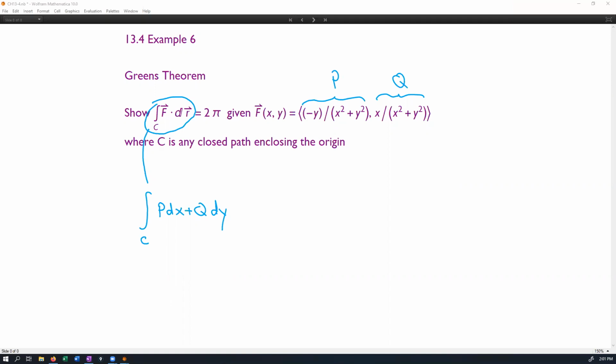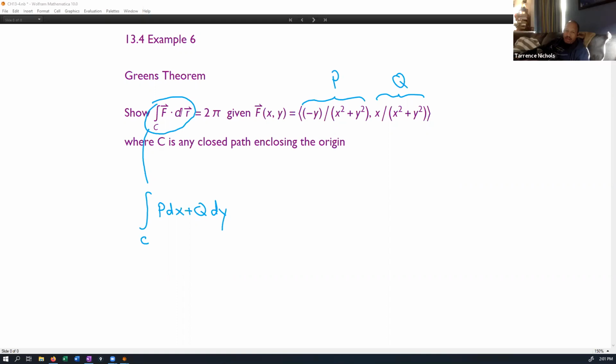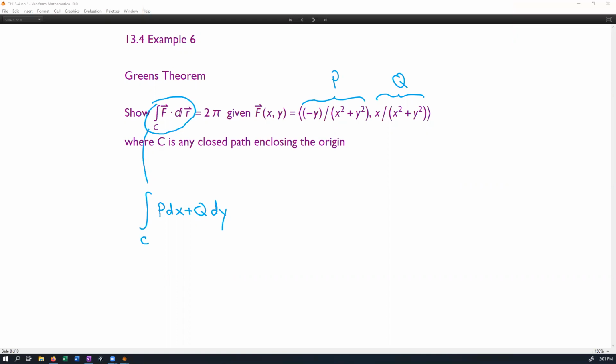So has anyone been able to figure out what is the unique difference in this problem compared to every problem I've done today or prior to today? It's C. C is not given. C is any closed path. Any closed path enclosing the origin. So you could just come up with your own path that goes around the origin, and you could show it's 2 pi.